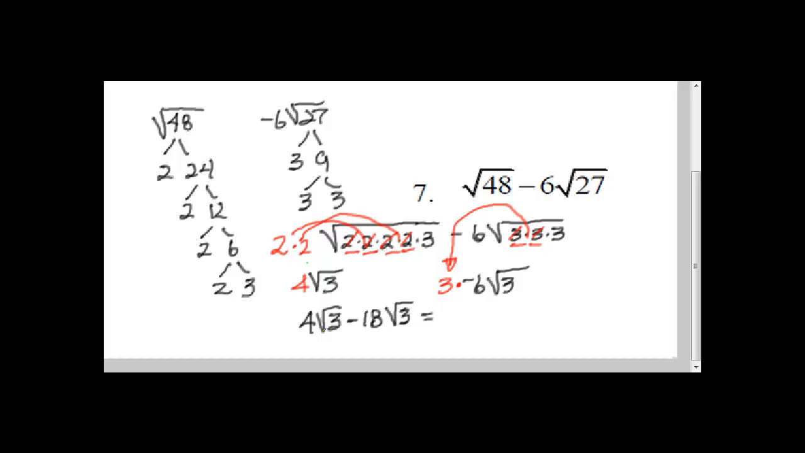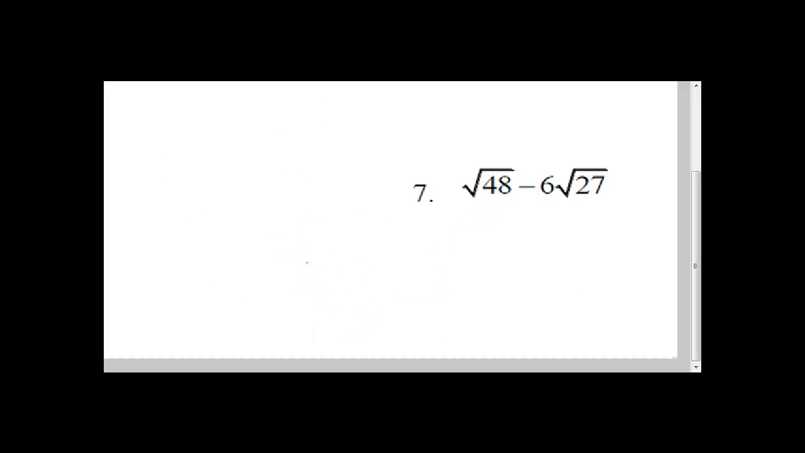Now because the two insides are alike, I have square root of 3's on both the insides, I can subtract the numbers in front. So 4 minus 18 equals a negative 14. So that has to be negative 14 square roots of 3. Okay, for number 7. So that's kind of a medium type problem that you need to know how to do. Okay, let me bring that down to get rid of it.